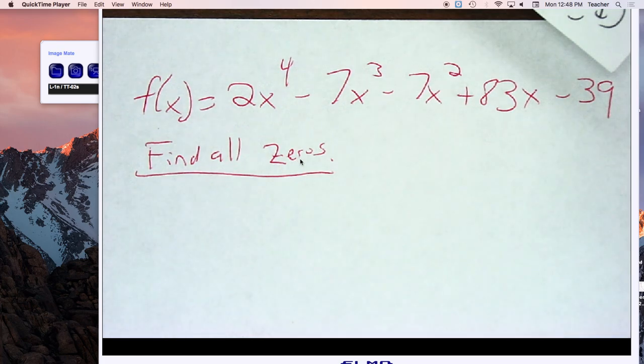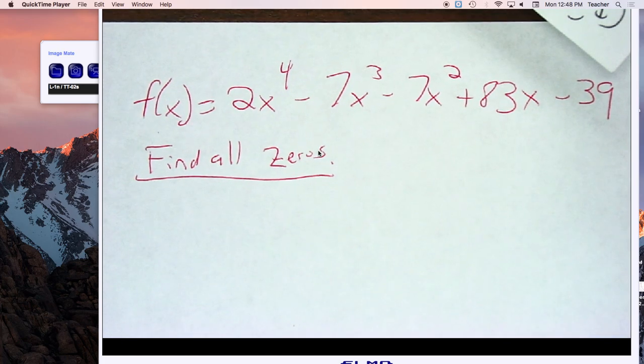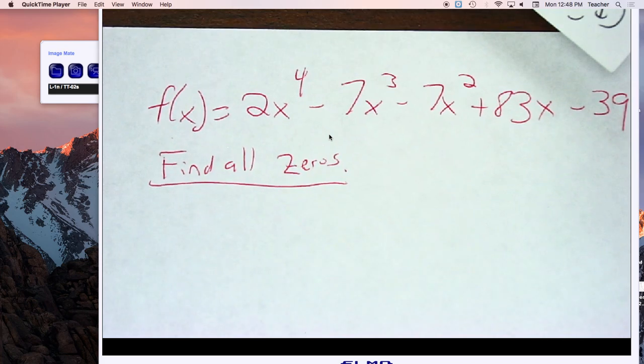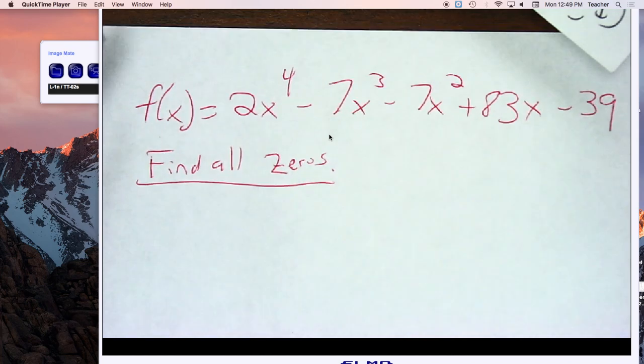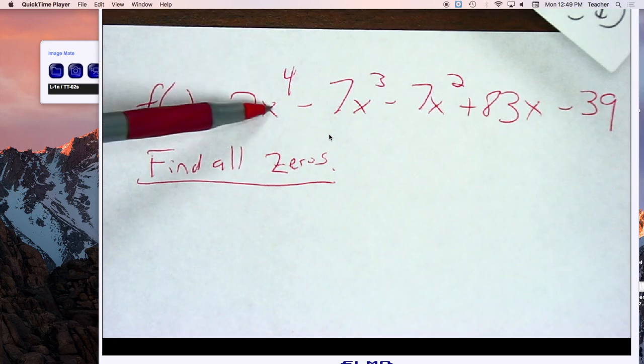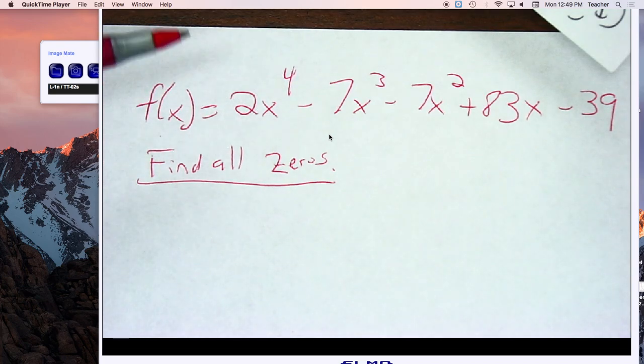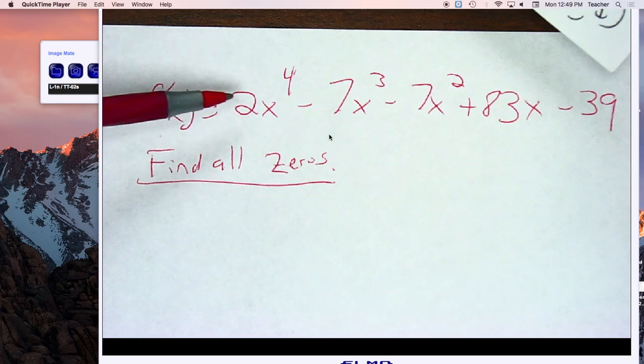All right, so we're going to go through one example of finding all the zeros of a polynomial. And so it could look sort of like this. And so first thing is we want to think about how many we're expecting. And so an x to the fourth polynomial, if I get it factored completely, should have 4 factors. So I'm expecting 4 zeros.